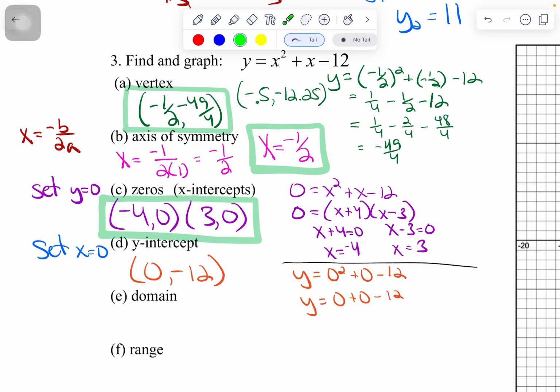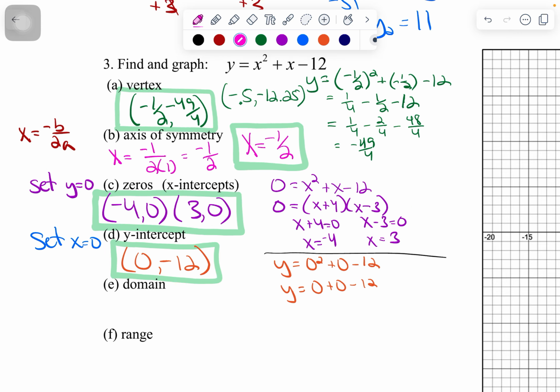Right, because these two zeros are unimportant. So 0 minus 12 is going to be negative 12. I will get to domain and range after I do my graph. So let me put a little box around my y-intercept here. And now I'm going to take all of this lovely information and graph it.